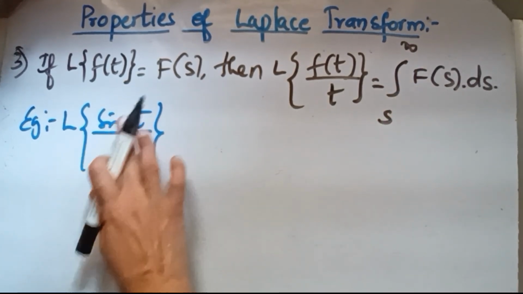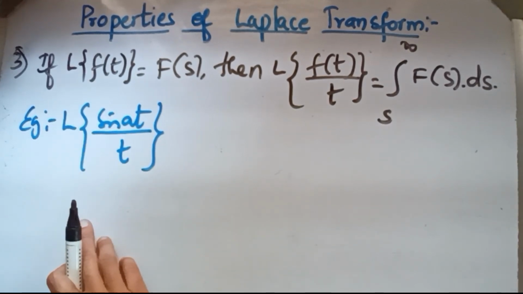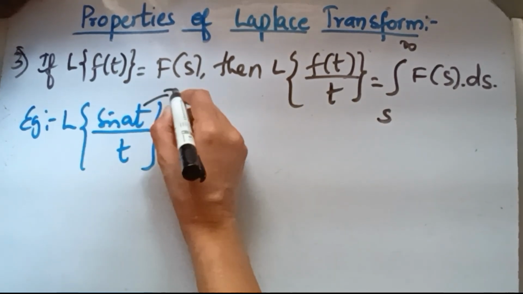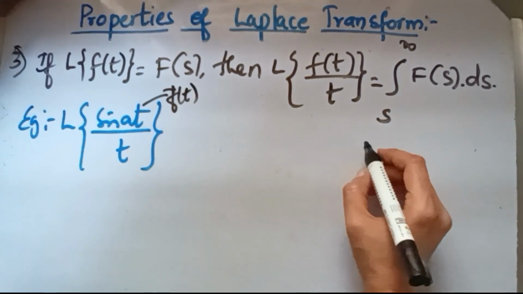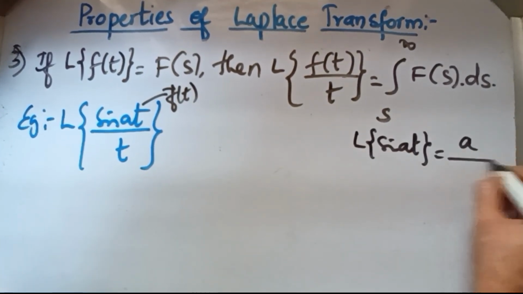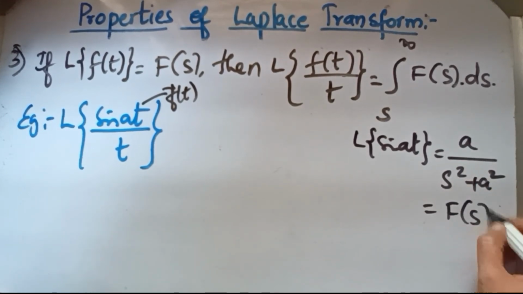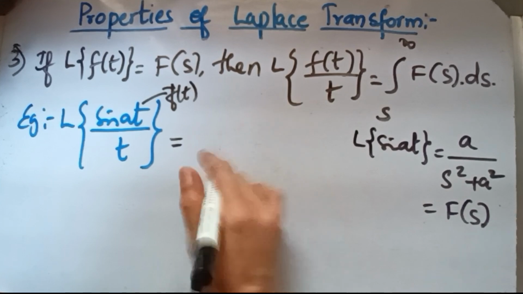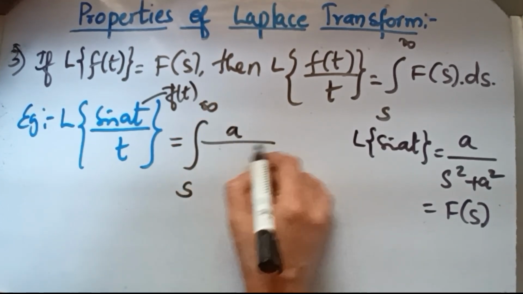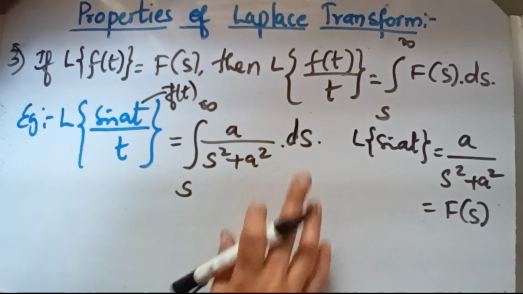See for example sin at by t. You have to find the Laplace transform of this function. You have to make use of this property. So first, what is f of t here? This is sin at. So the Laplace transform of sin at equals a divided by s square plus a square. This is your f of s. As per this property, the integral from s to infinity of f of s, a by s square plus a square, ds with respect to s.